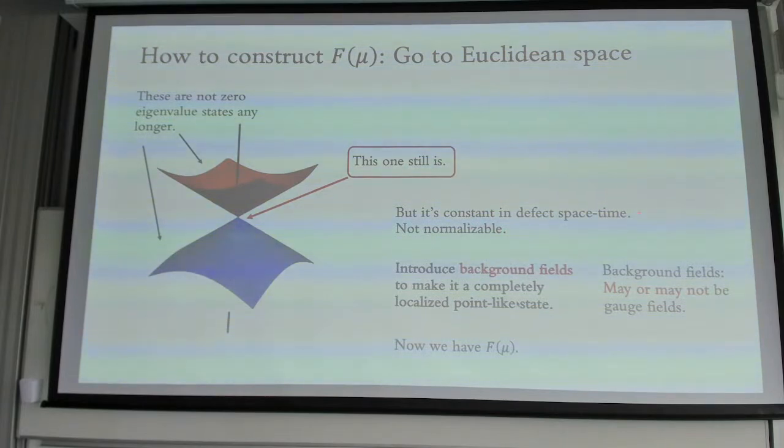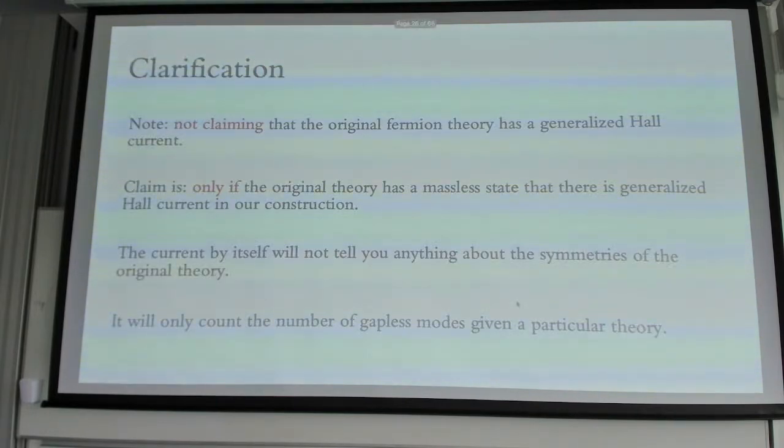But it's constant in defect spacetime. It's not normalizable in the defect directions. So now I would have to introduce some background field to make this completely localized to a point-like state. And so now we have F. So that's how we construct F.